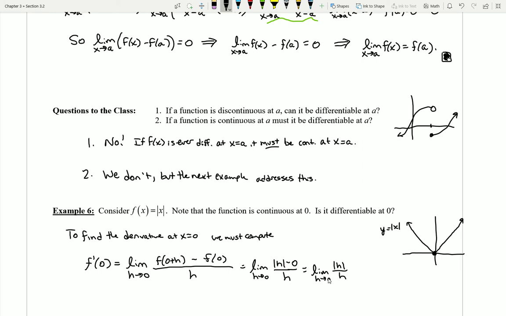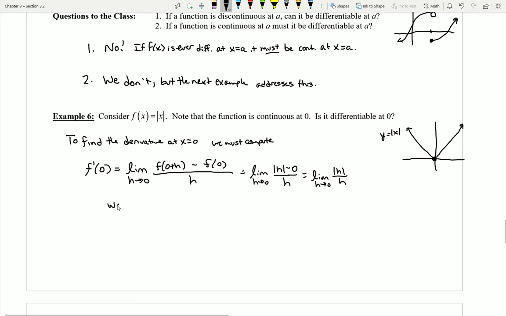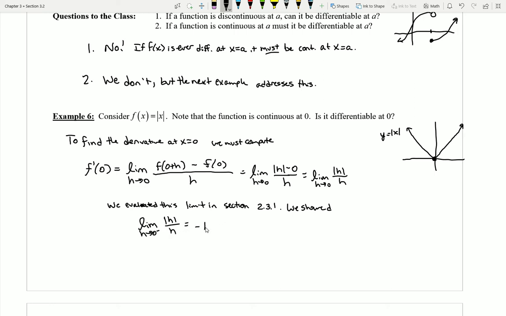Now what's actually surprising here is that this is a limit that we already looked at back in a previous section. We evaluated this limit in section 2.3.1, and you could go back and take a look at this. We showed that if I did the limit as h approached 0 from the left side of this function, I would end up with the value of -1. But if I did the limit as h approached 0 from the right side, I would get a value of +1. If you look back at section 2.3.1, you should be able to find this information. The only difference is that the limits we calculated there had x's and not h's, but that's just a variable switch, so it doesn't really matter.